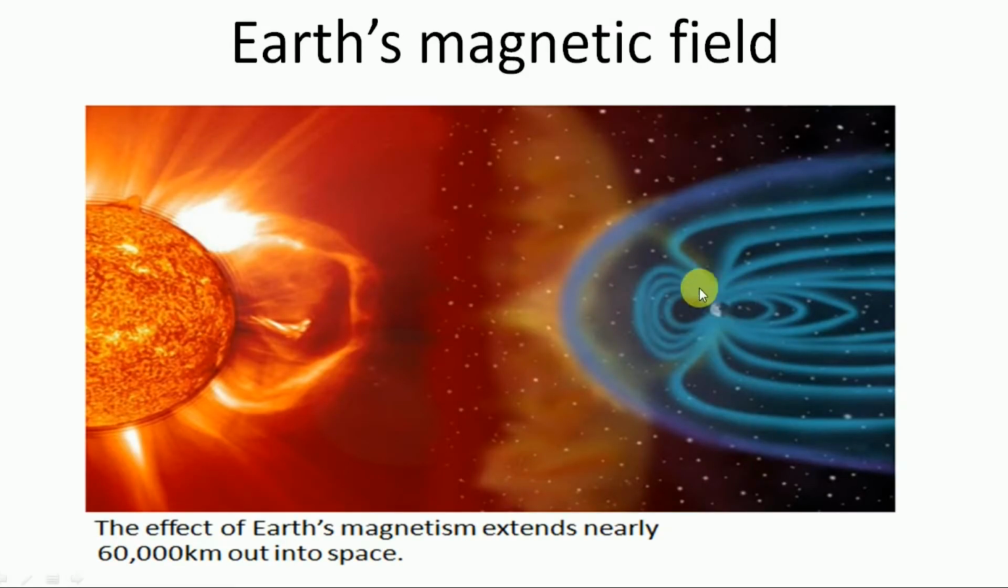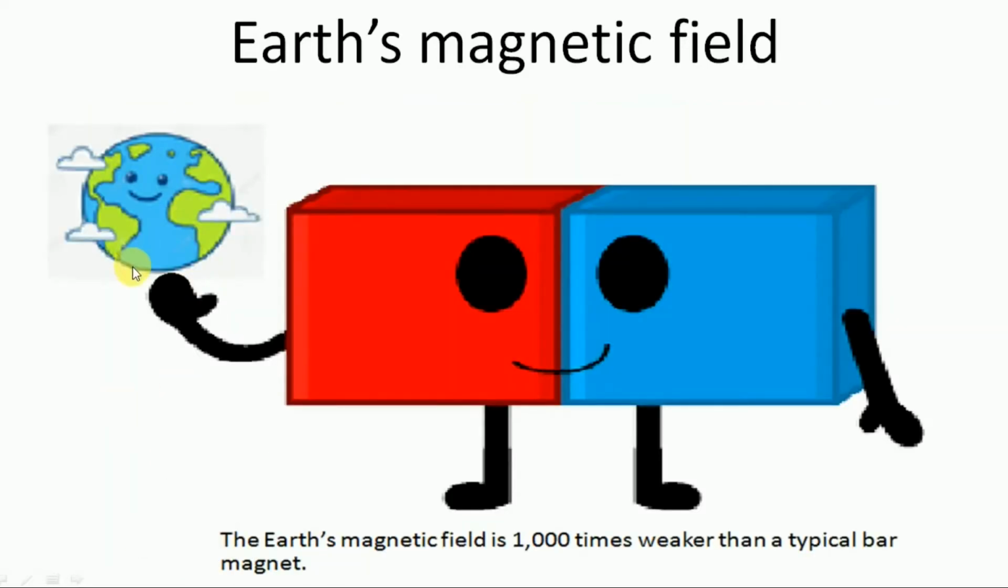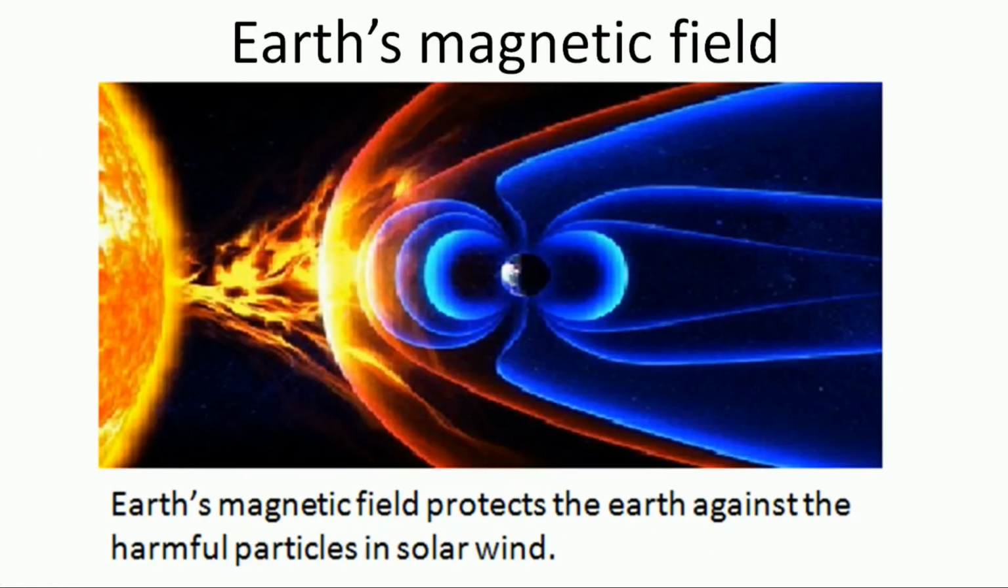Before starting, let's see some facts about the earth's magnetic field. The range of the magnetic field of the earth is about 60,000 kilometers. And the strength of the magnetic field of the earth is very weak as compared to a bar magnet. It is 1000 times weaker than the magnetic field of a bar magnet. Though the magnetic field is very weak, it protects us from the harmful solar wind.